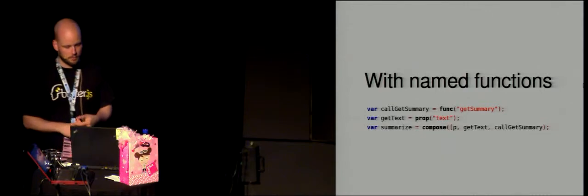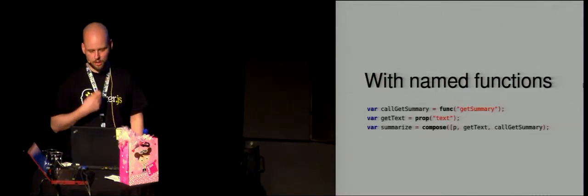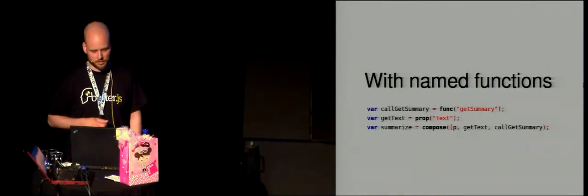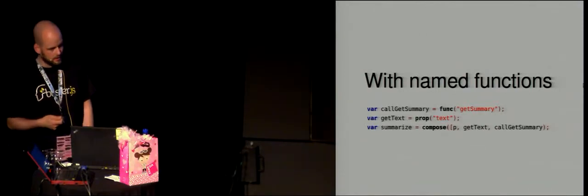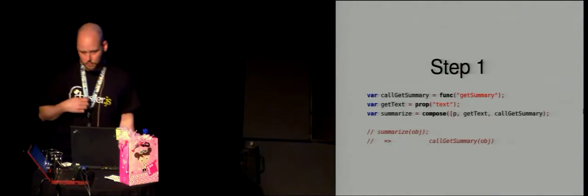So first of all, we have that get summary func thing. I'll call that callGetSummary. That's what that function does. The next one is getText. And then the final one is the p function, and the compose function is called summarize. Now, what happens when you call summarize? You call it with an object.